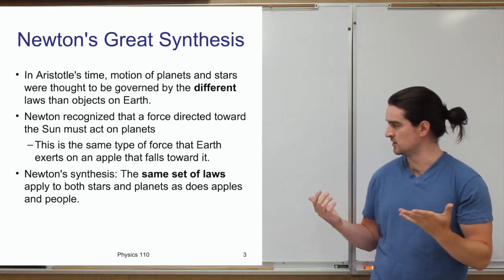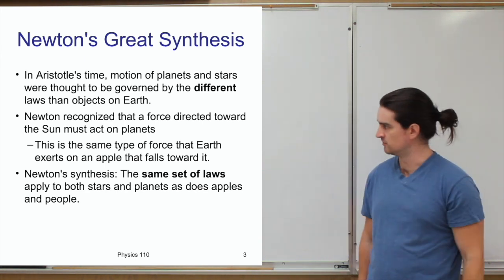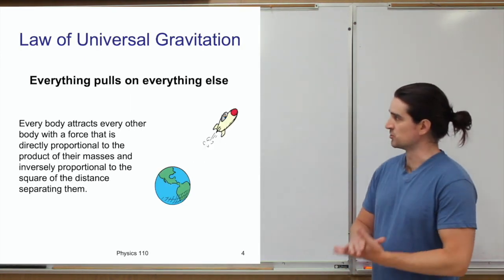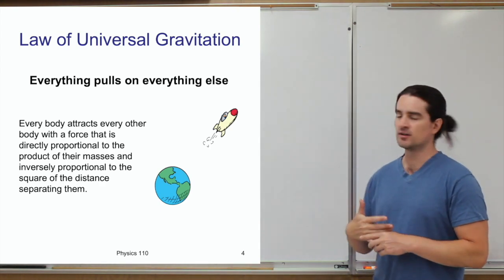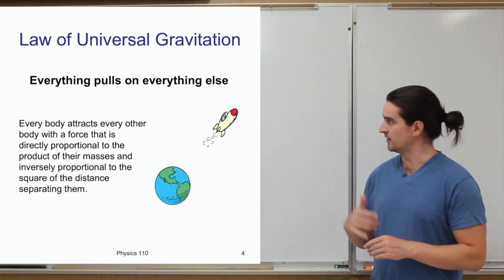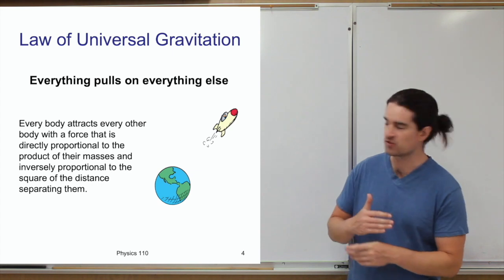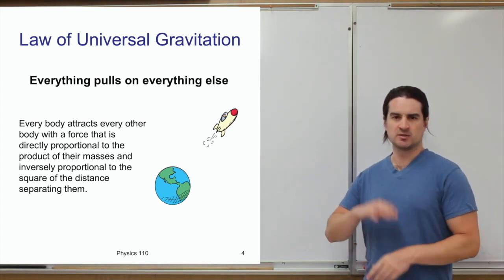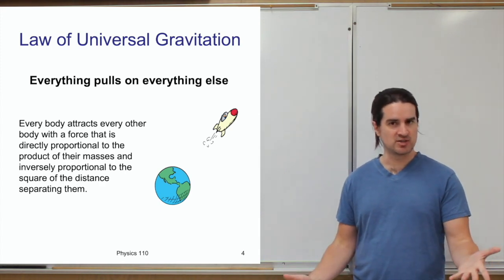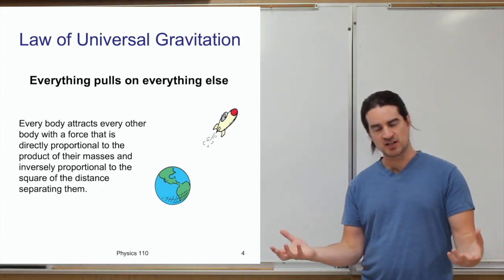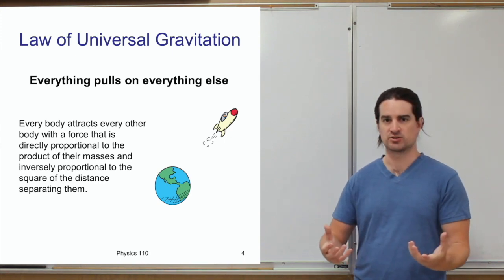So essentially the same set of laws applies to the stars as it does to planets and it does to people. And one of those laws, one of the ones that Newton is well known for, is what we call the law of universal gravitation. Put very simply, the law of universal gravitation just says everything pulls on everything else, specifically everything with mass. Right? So if you have a massive object and you have another massive object, those two things will pull on each other with the gravitational force.